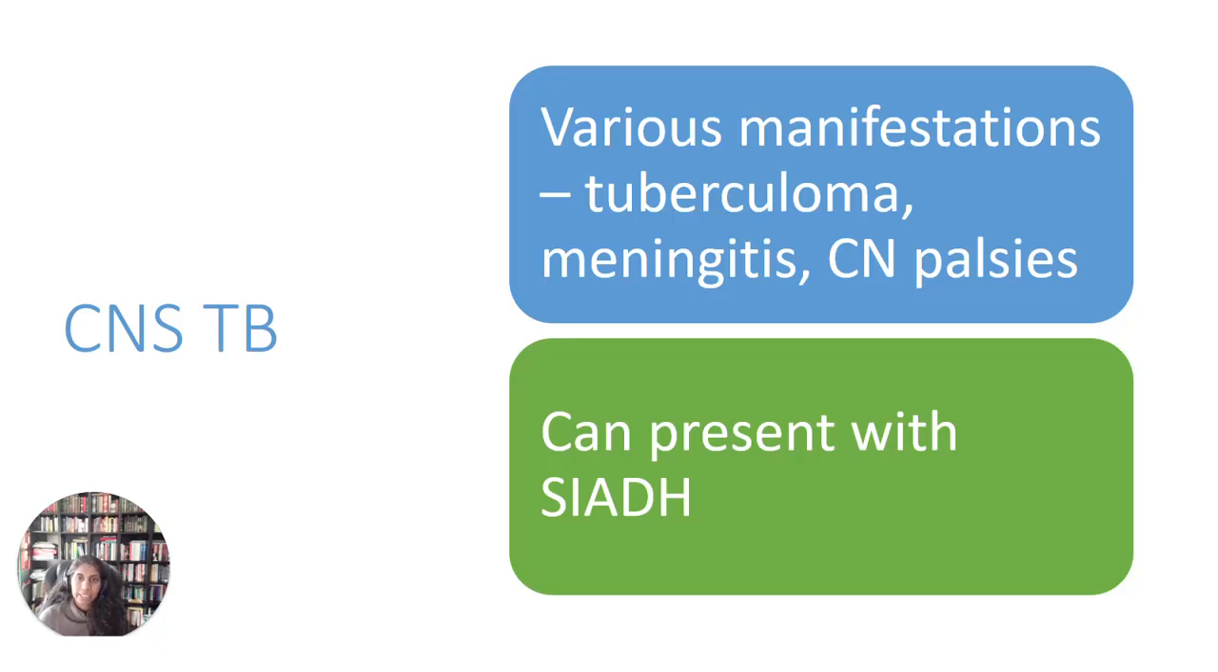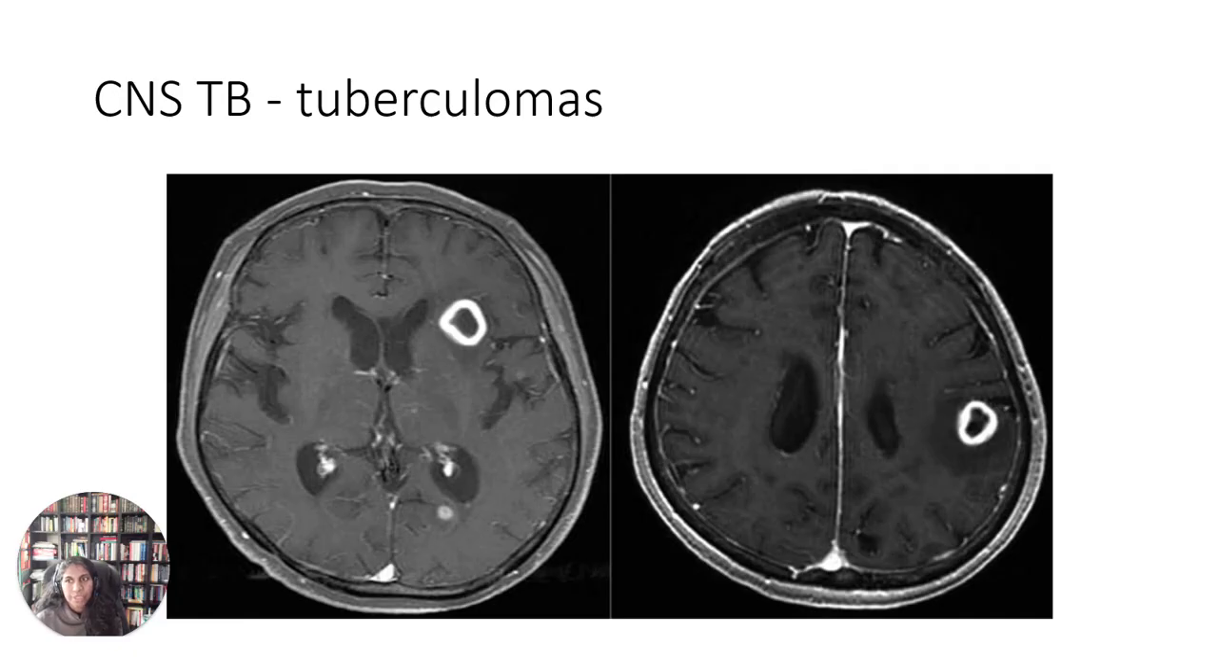And then there's also CNS TB. Various manifestations of CNS TB can occur, including a tuberculoma, meningitis, classically involving the basal part of the brain, and cranial nerve palsies. And these patients can also present with SIADH. So here's an example of a CNS tuberculoma. You can really see a thick-walled cavity there in the brain.